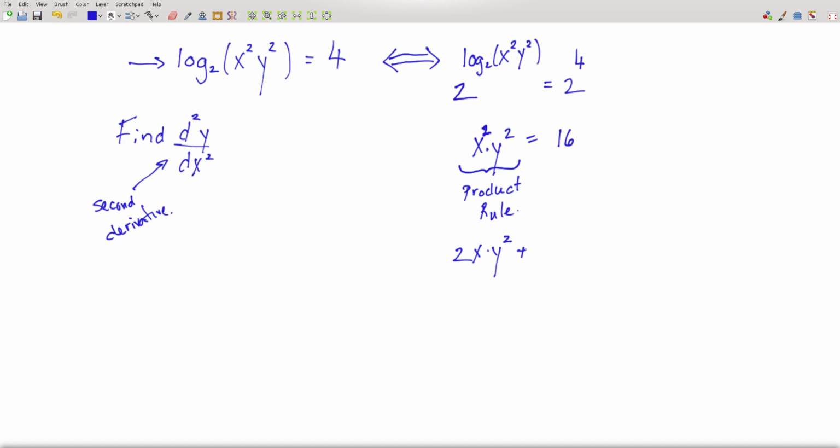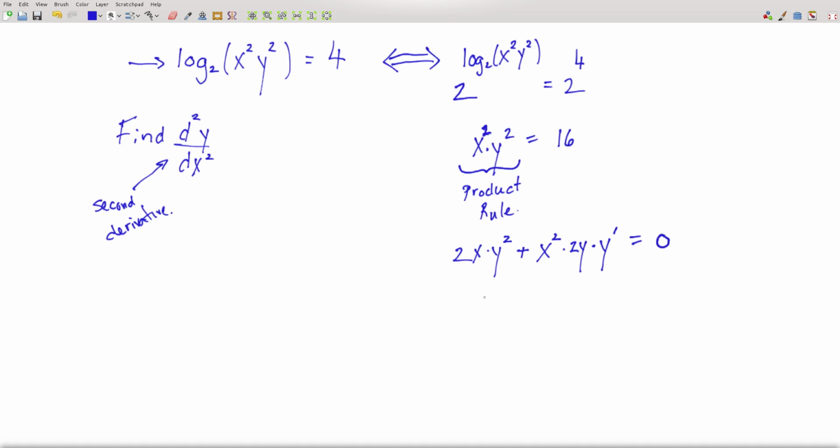Now plus, because I'm using the product rule, we'll leave the x squared alone and take the derivative of y squared. Now the derivative of y squared is 2y to the first power, but now I have to use the chain rule since y is actually a function of x, so times the derivative of y. On the right hand side, we're taking the derivative of 16. 16 is a constant, so constants don't change, and therefore the derivative is 0. Okay, so far so good.